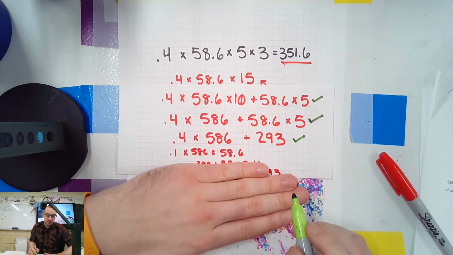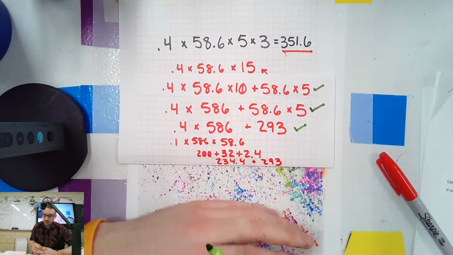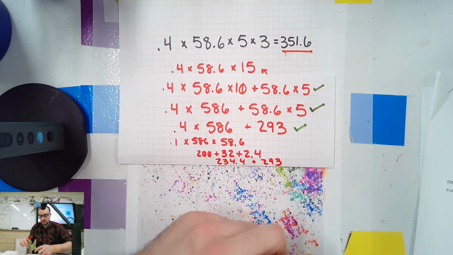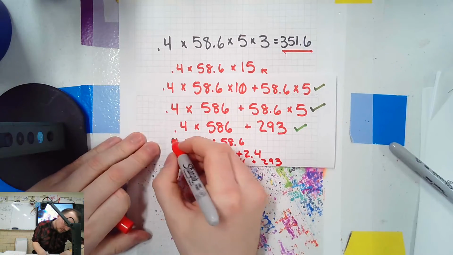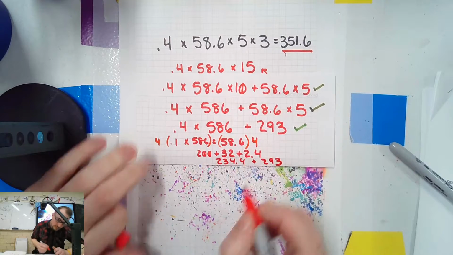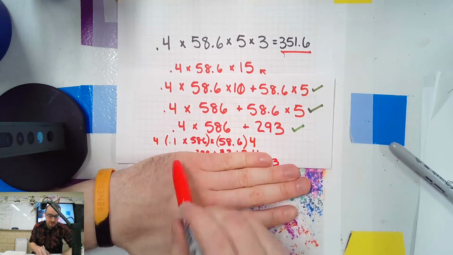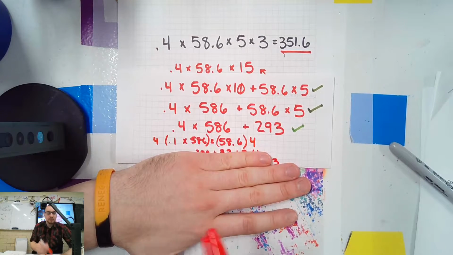So our issue must have been somewhere around here, where I said this 0.1 times 586, and then times it by 4. You get us this. Do we agree that timesing by 0.1 and then multiplying by 4 will get us the same thing as multiplying by 0.4?